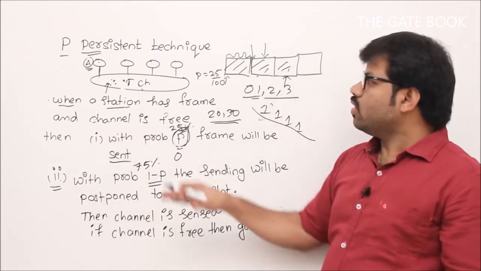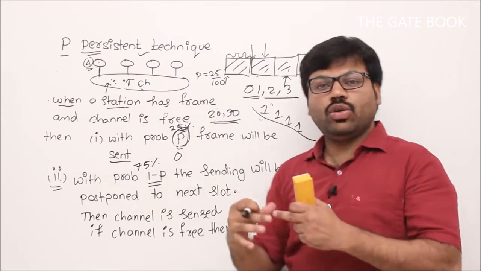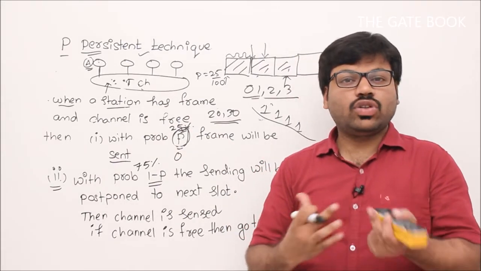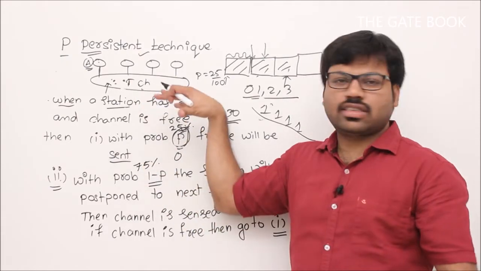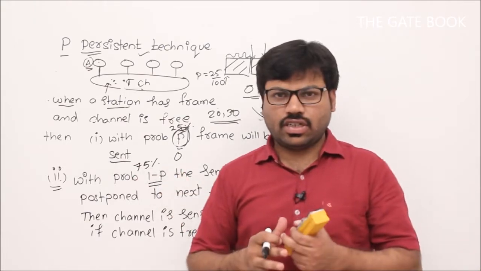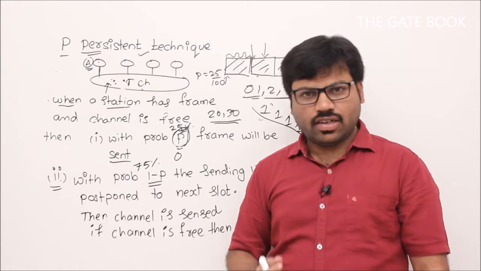So if they really want to ask a question, they will clearly explain what the P persistent technique is, everything, so that there are no ambiguities. That's why if you understand the basics, that is more than sufficient. And we are learning more than the basics. That's why we can answer any GATE question.